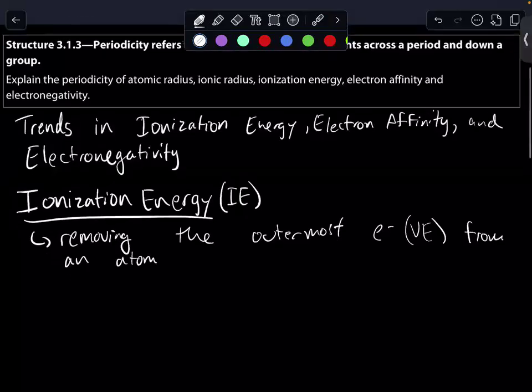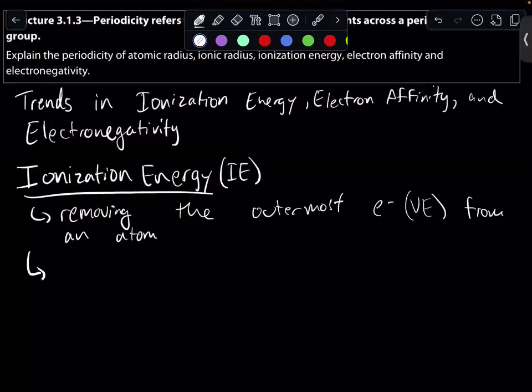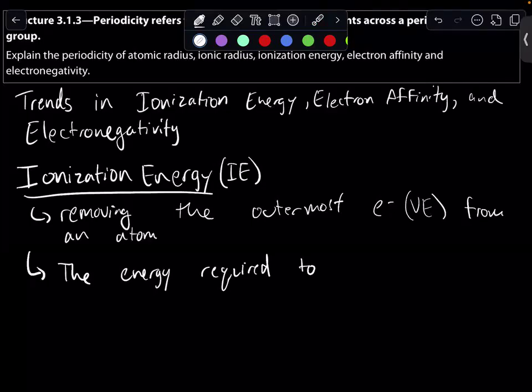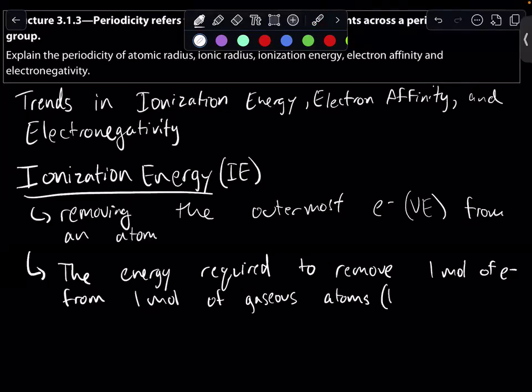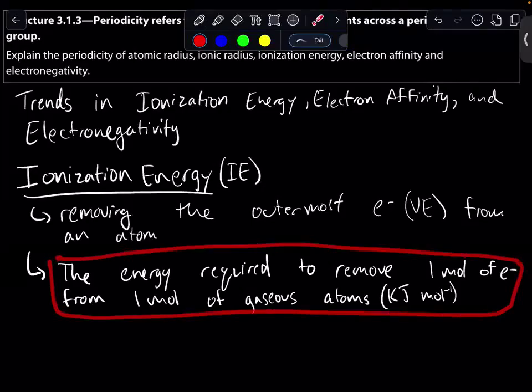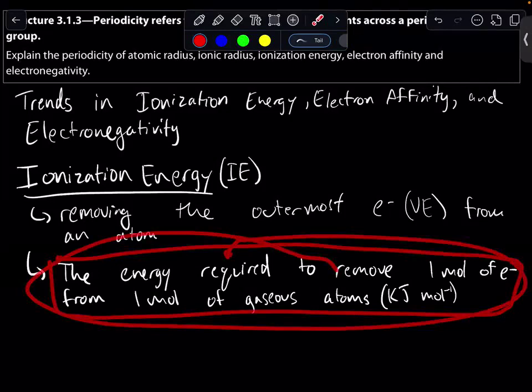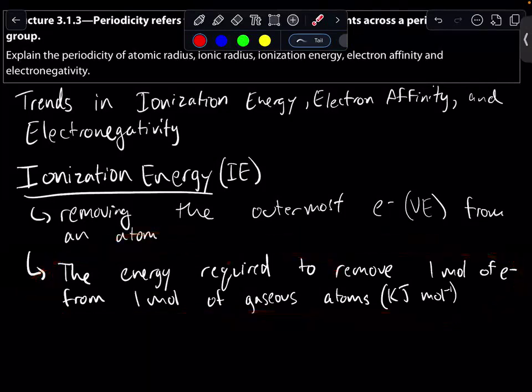However, there's a very specific definition that I've seen on the IB exam as a question. So the actual definition is the energy required to remove 1 mole of electrons from 1 mole of gaseous atoms. Usually, this is in the units kilojoules per mole, kJ mol⁻¹. So that's the actual official definition for ionization energy that you may be required to answer on an IB exam. I've seen it before, and they often reuse sections of questions in different forms.